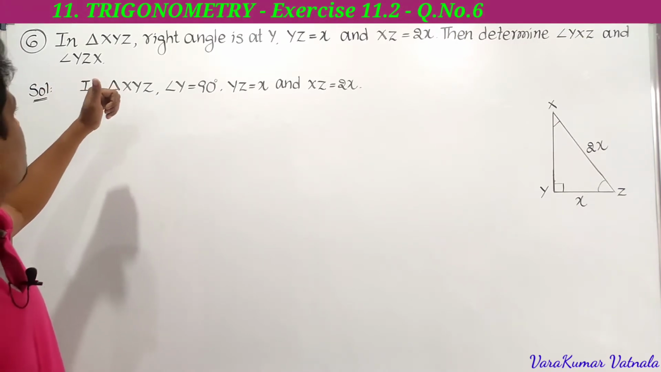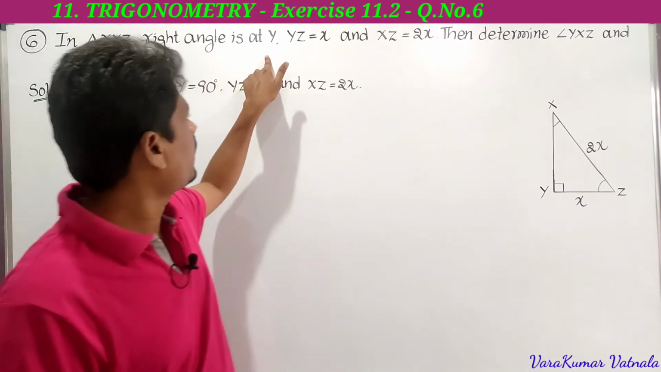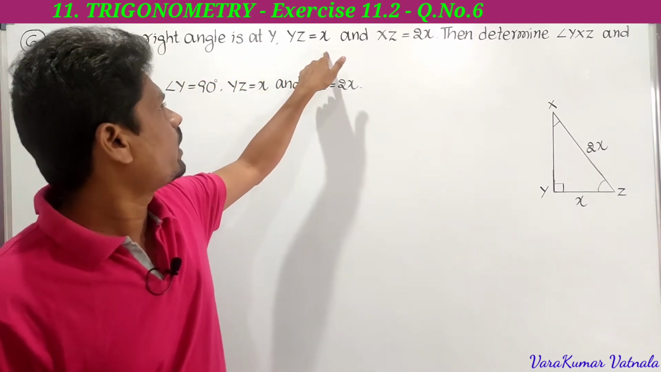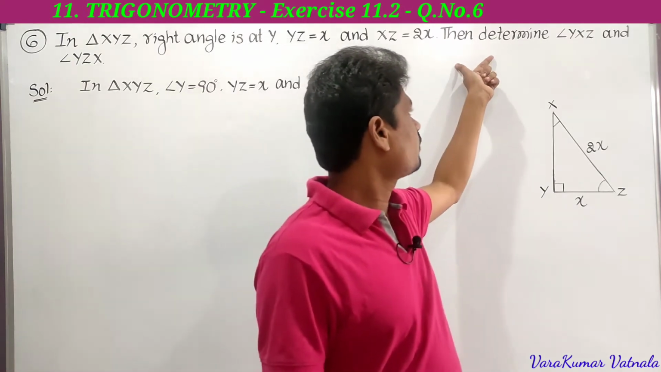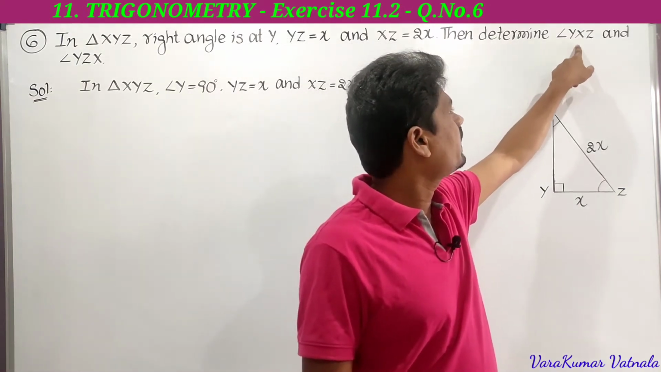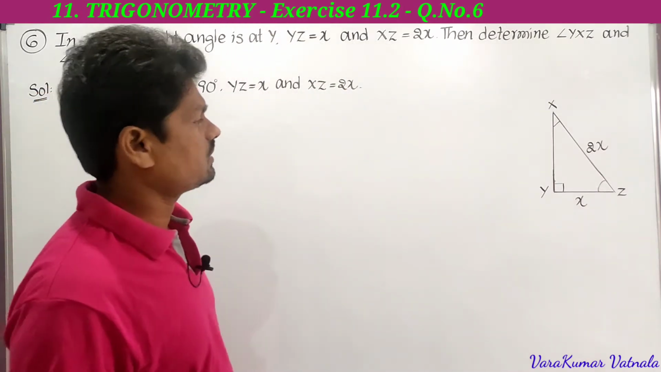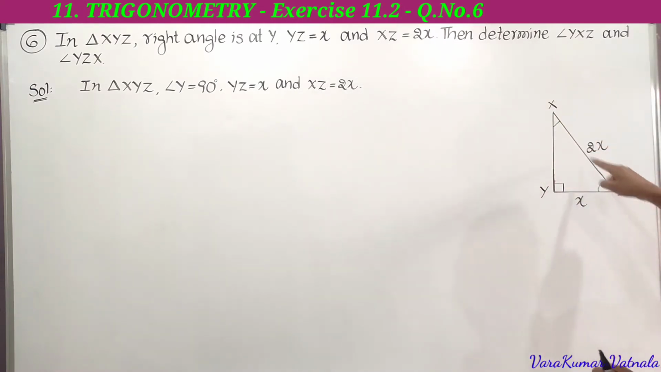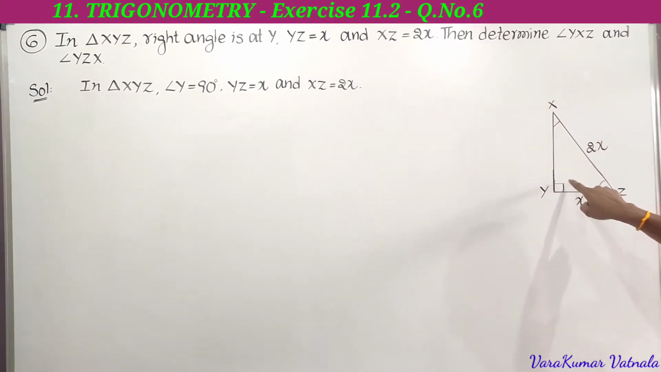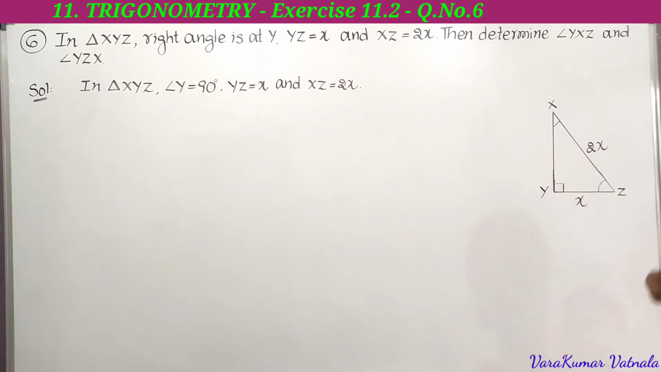See here what he is asking. In triangle XYZ, the right angle is at Y, YZ equals x and XZ equals 2x. Then determine angle YXZ and angle YZX. So XYZ is a right angled triangle. The right angle is at Y, as given. Yes, here it is the right angle.